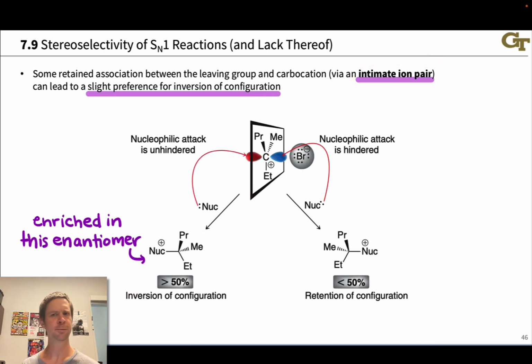And intimate ion pairs are actually more common in solvents that are less good at stabilizing ions. As the dielectric constant goes down, these ions tend to want to get closer to each other since the solvent is not satisfying their need for intermolecular forces, we might say. And so there's a solvent dependence to the enantiomeric composition of the product mixture that's actually fascinating to think about.